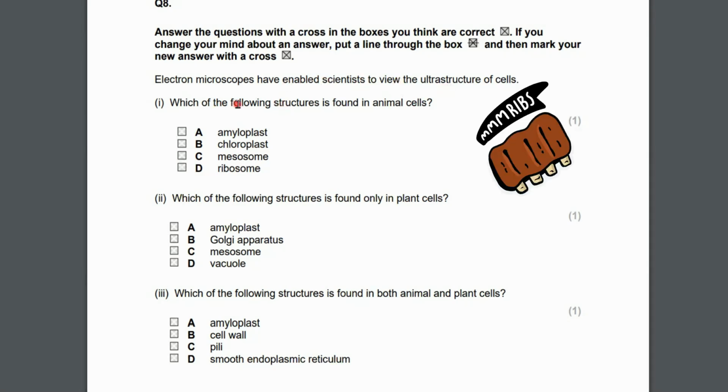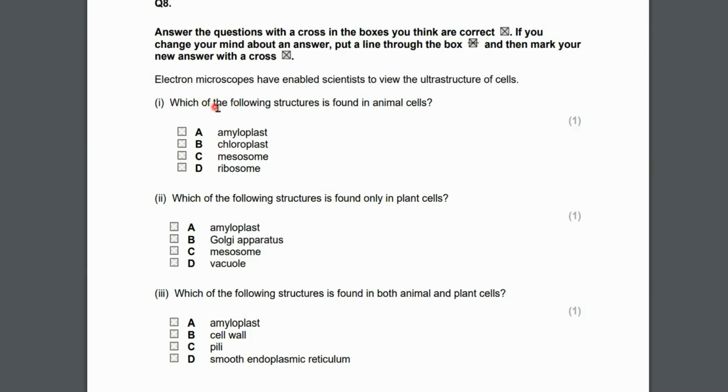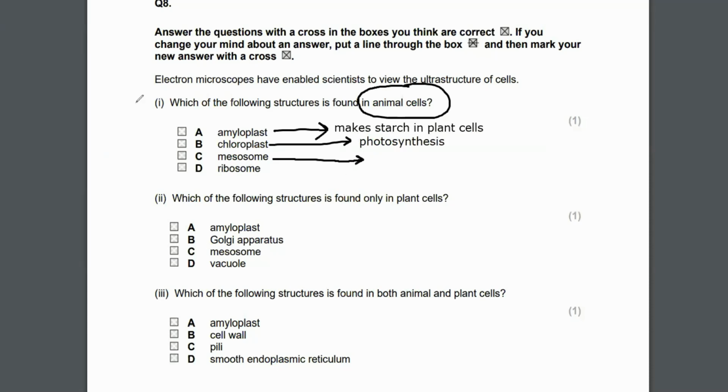Well, the amyloplast does what it says on the tin. It makes amylopectin and amylose, which are types of starch. So it is an organelle for synthesizing starch found in plant cells. The chloroplast, you all know that from GCSE. The chloroplast contains chlorophyll and it's got thylakoids and the granum. It's basically where photosynthesis happens. So once again, that is in plant cells, not in animal cells. The mesosome is a structure found in bacteria.